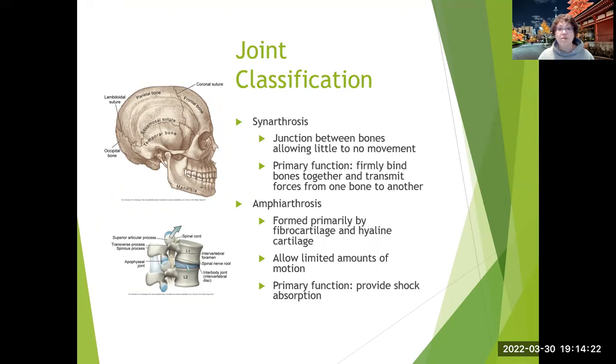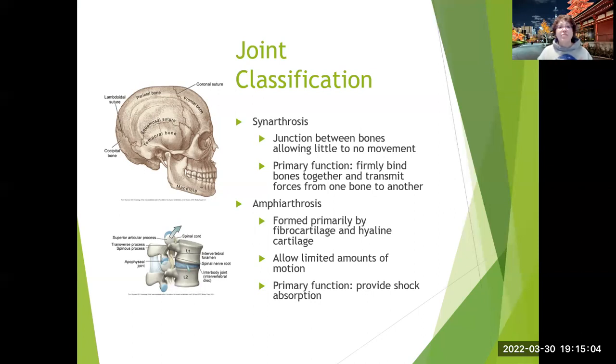So synarthroses are junctions between bones that allow little to no movement, and their primary function is to firmly bind the bones together and transmit forces from one bone to another. So the sutures in the skull are a good example. They're not supposed to move. They're supposed to keep your brain on the inside where it's supposed to be. It works better that way. But it's not that there's no movement, there's little to no movement. And of course, in babies, before the sutures have fully cemented, there is more movement.